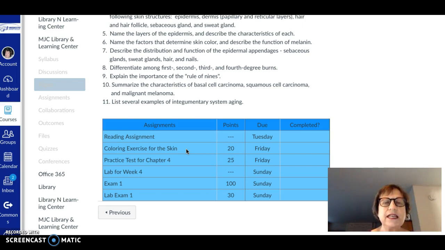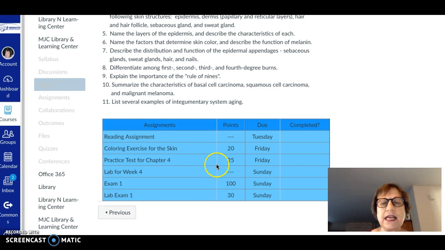And this is a coloring exercise for the skin. There'll be a diagram of the skin, and you'll be asked to color it with different colors. That will help you to learn the parts of the skin. And for the lab, you have a model which is very similar to the diagram that you'll be coloring.